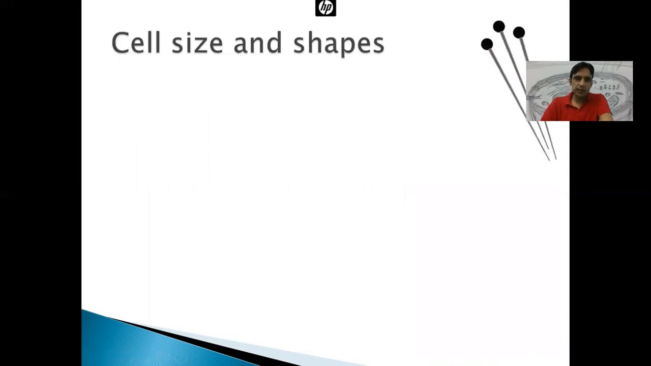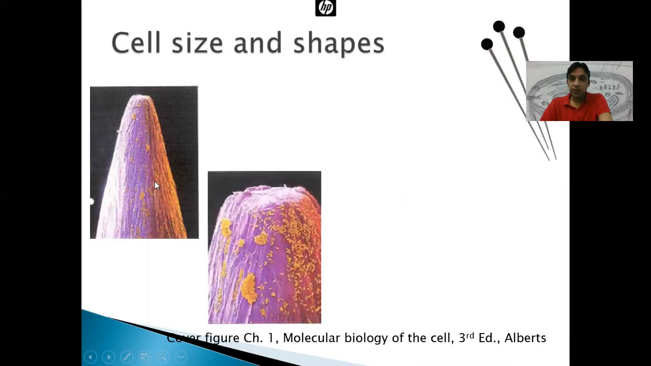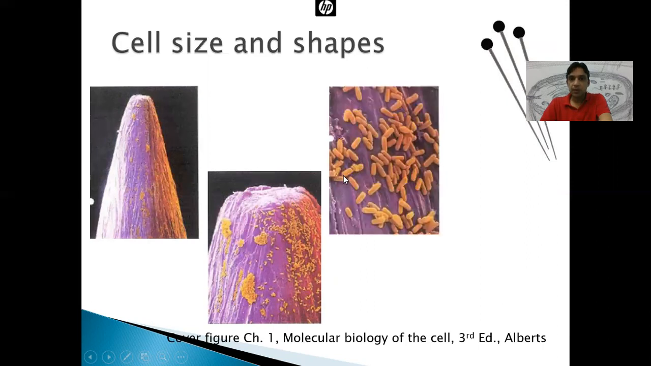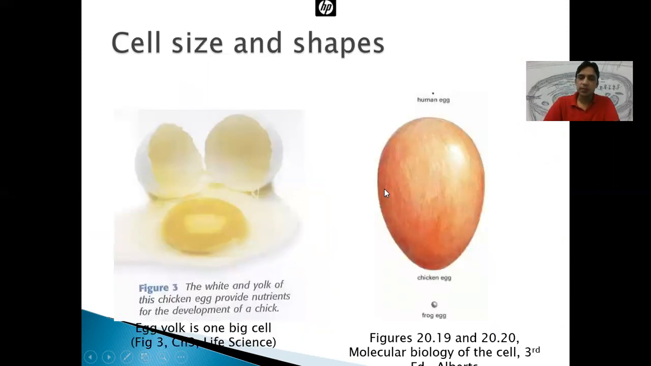In order to understand the perspective of cell size, let's assume that this is the tip of a needle, and the tip of the needle carries lots of small organisms like bacteria. If you zoom in further and further, you come to know that there exist a lot of small bacteria of the size of 1 micrometer. Many bacteria of that size exist on this small tip of the needle. It is that small, you can't see it with your naked eye.